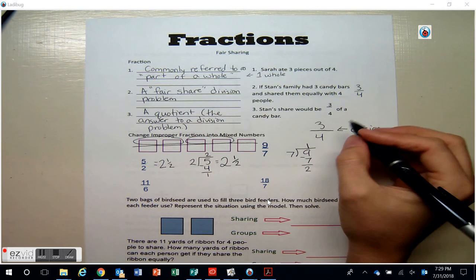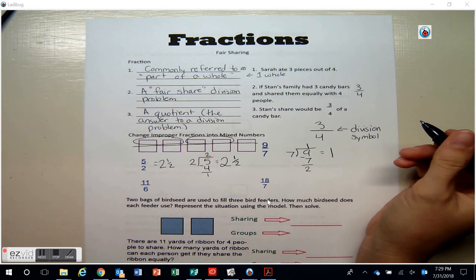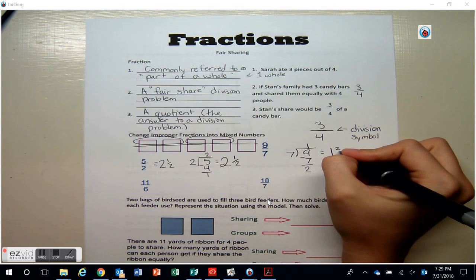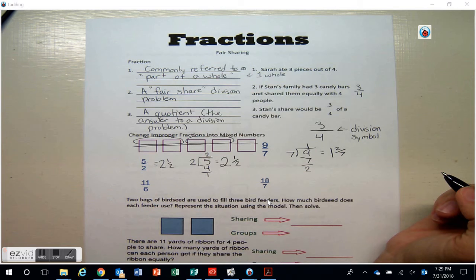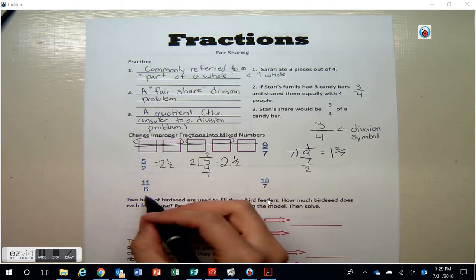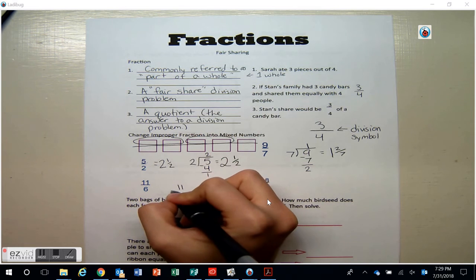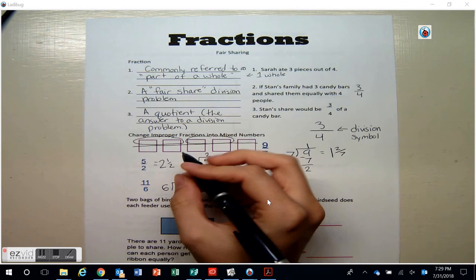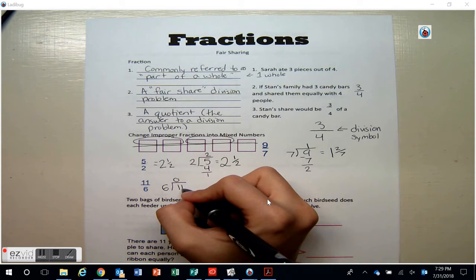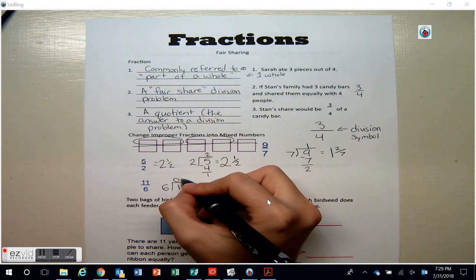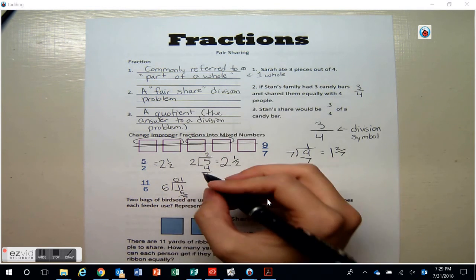Well, 2 1/2, yes, is equal to 5 halves, but one way I can figure that out is seeing it as 5 divided by 2. 5 divided by 2, I'm going to divide, which gives me 2. Going to multiply, gives me 4. Subtract, gives me 1. And I have nothing to bring down.